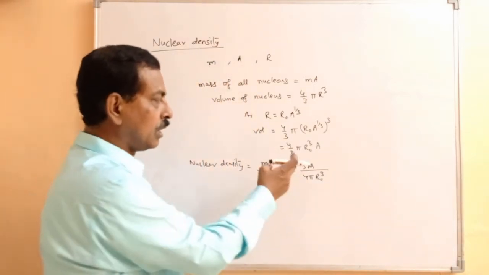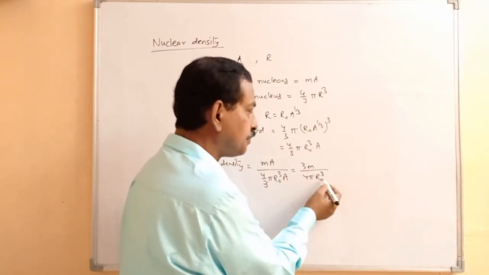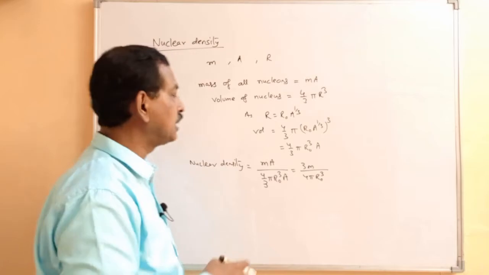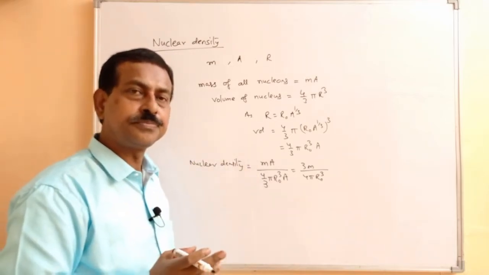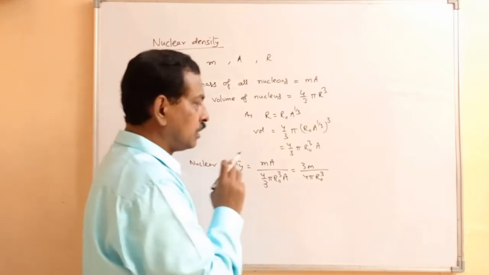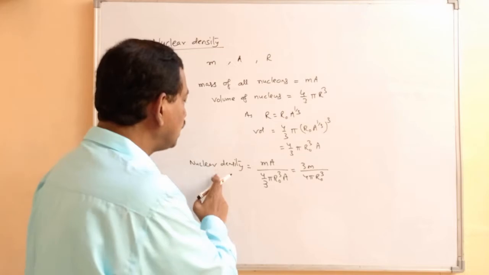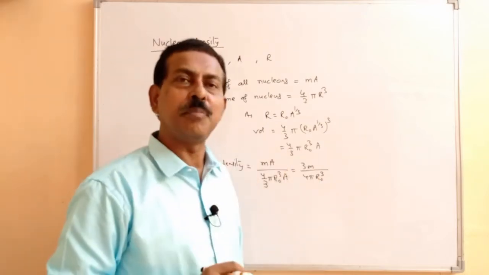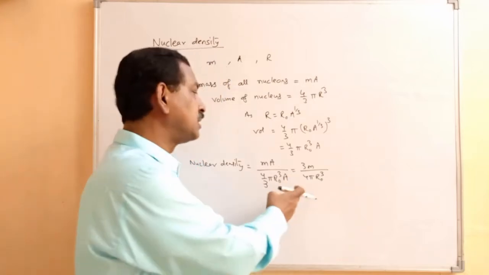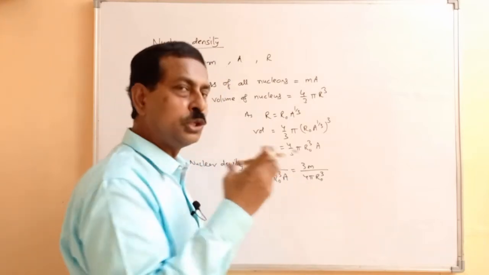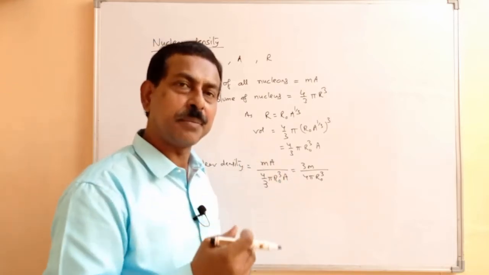Now here, this is the mass of the nucleon. R naught is the constant which we have used here. So that way, this nuclear density will be constant. But here, I will suggest that you better conclude from this that nuclear density is independent of mass number. Of course, indirectly it will mean that it does not depend upon the nucleus. From one nucleus to another, it will remain the same.